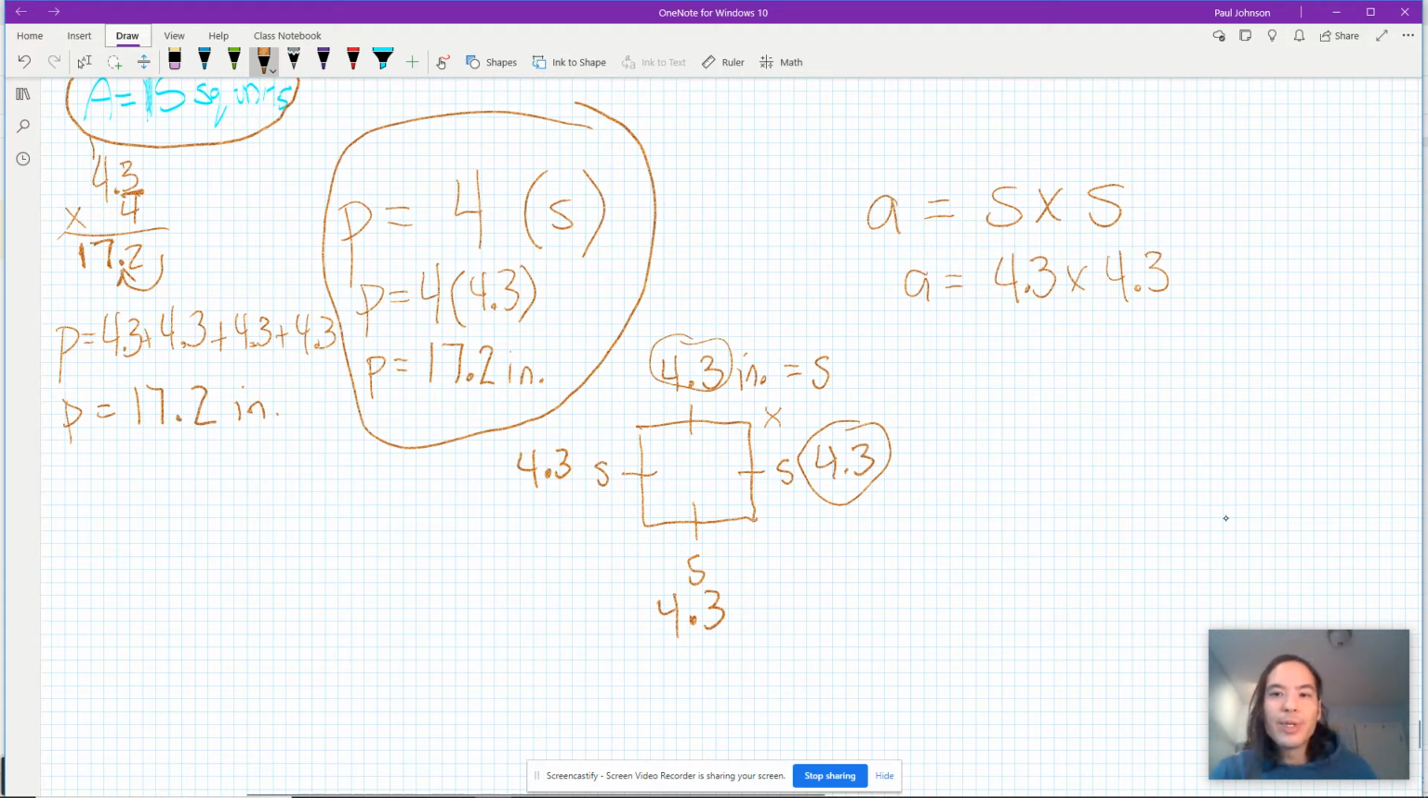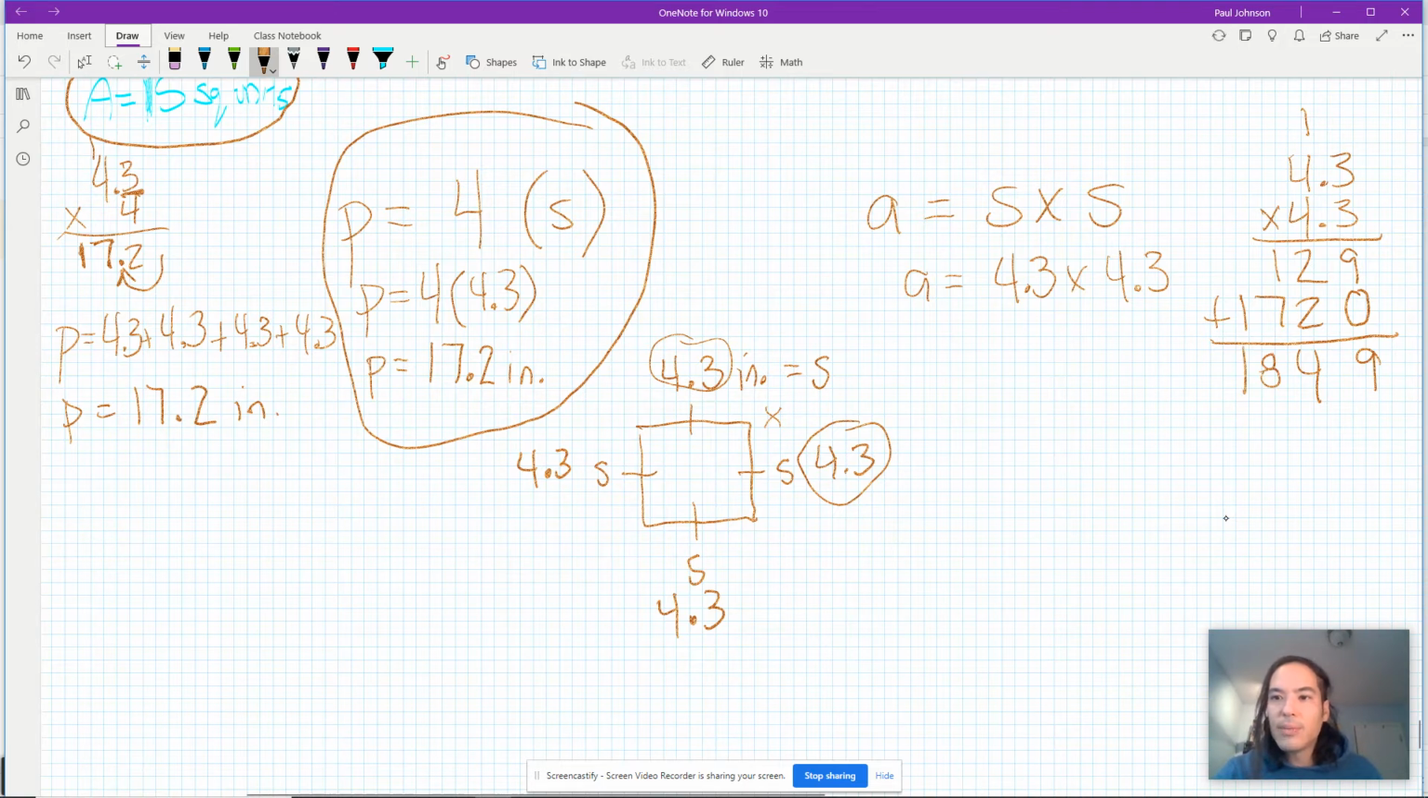All right, so what we're doing is taking the side length of 4 3/10 and multiplying it times itself. Area equals side length times side length, okay? So I'm going to multiply 4 3/10 times itself. 3 times 3 is 9, 3 times 4 is 12. Second line, ones place, 0. 4 times 3 is 12, carry the 1. 4 times 4 is 16, plus 1 is 17. I'm going to add all this together.